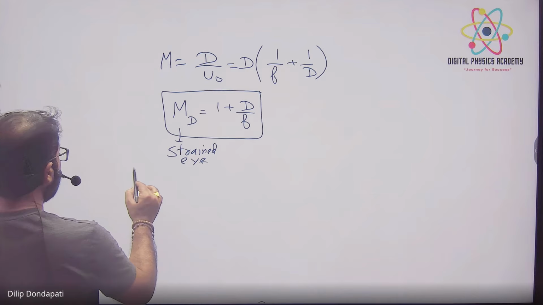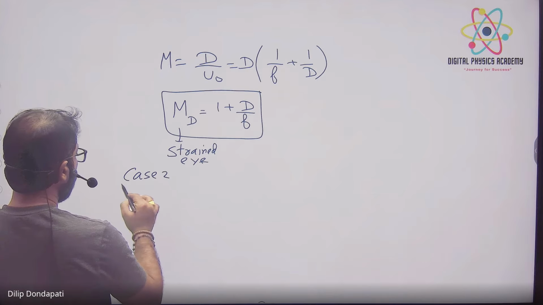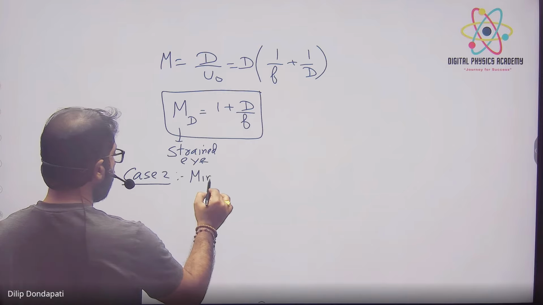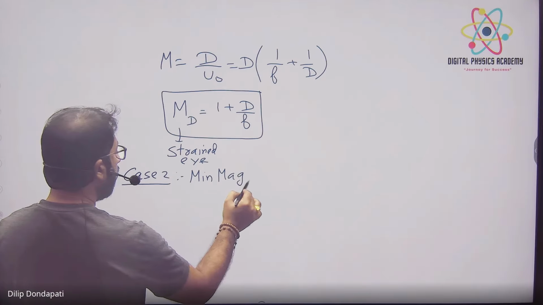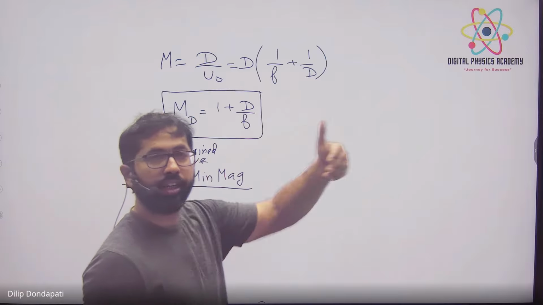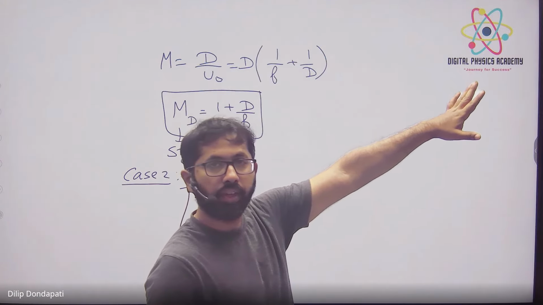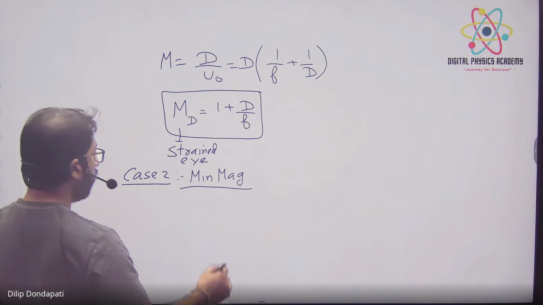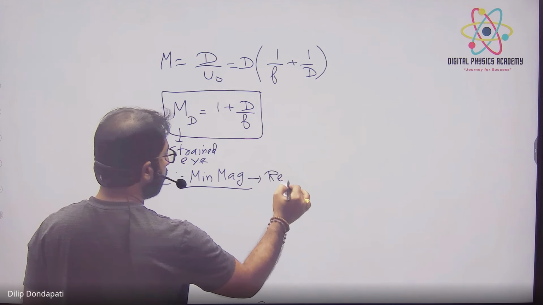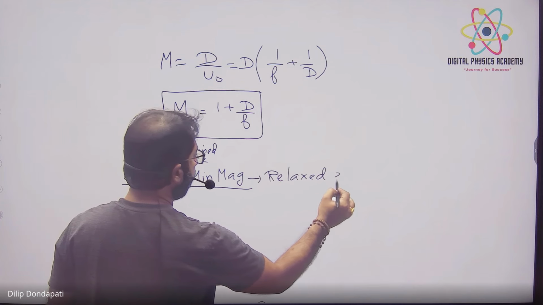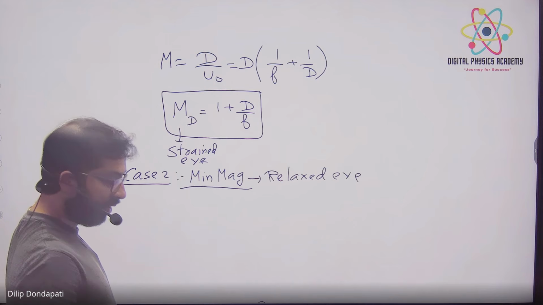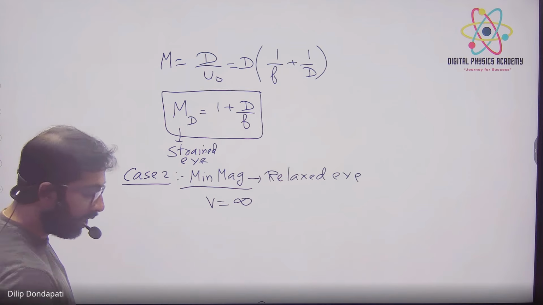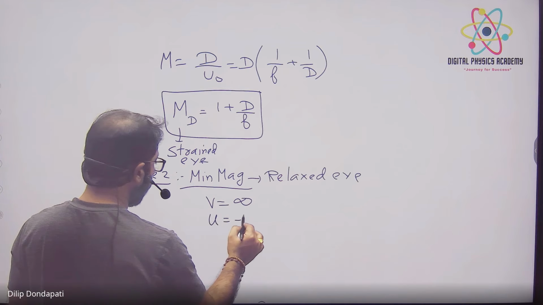Now the second case: minimum magnification. Minimum magnification means the final image should form at infinity, very far away, so that our eye will be relaxed. That's why it is called the relaxed eye. Again we'll apply the lens formula. V should be at infinity, so the final image is formed at infinity, and U is minus U naught.